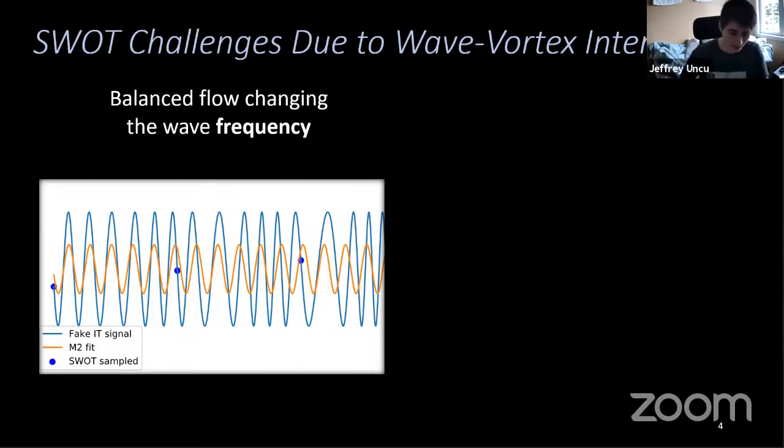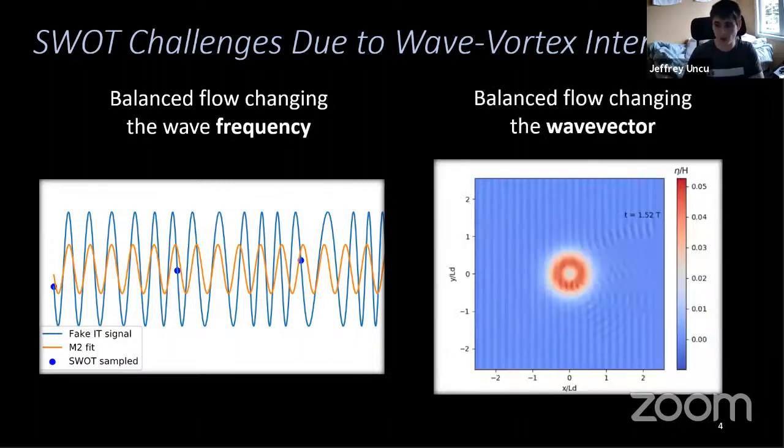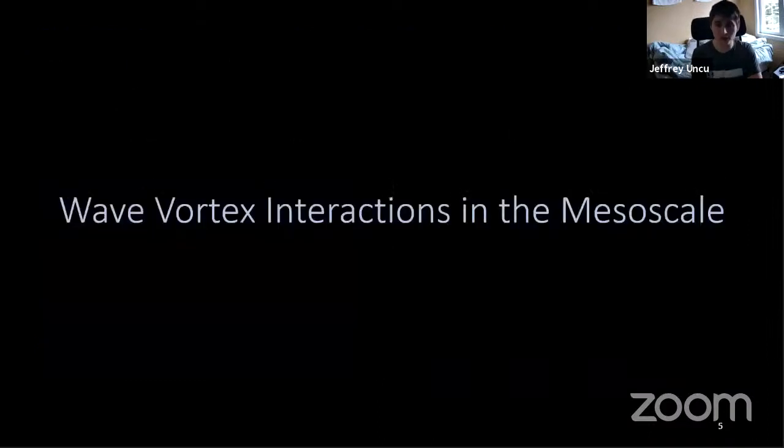Now, the balanced flow can also change the wave vector. This is an example of that happening on the right. And this, for example, could be modeling an internal tide being generated at the Hawaiian Ridge and moving through vortices as it goes through the Pacific. And because we have ever-evolving flow in the submesoscale, these scattering patterns also change quite quickly, creating another hurdle for SWOT to overcome.